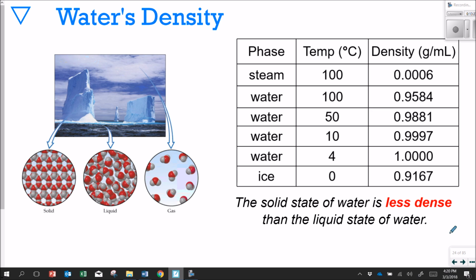We said that the solid state of water, that is ice, is less dense than the liquid state of water. So if we look at the table, we have ice at a density of 0.9167. As the temperature gets to 4 degrees Celsius, we have liquid water, and its density rises to 1 gram per milliliter, so a higher density.